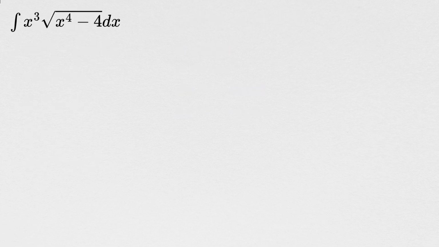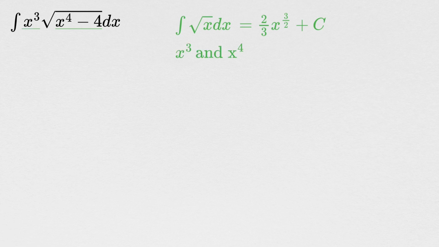Integrate x to the third times the square root of x to the fourth minus 4 dx. Anytime we have a radical in our integral, we should consider what's underneath the radical as a candidate for u. That's because the integral of the square root of a single variable is known to us. We also have an x to the third and an x to the fourth in our integral. Just like in the last example, this is a variable raised to two consecutive powers, meaning we should consider an inside function with the higher power of x to be u. Both of these things indicate that we should try u equals x to the fourth minus 4.